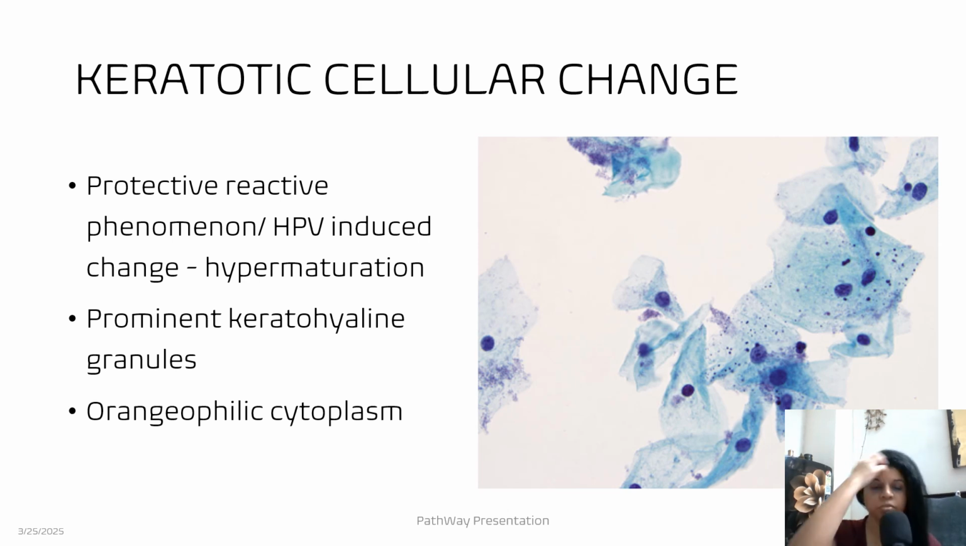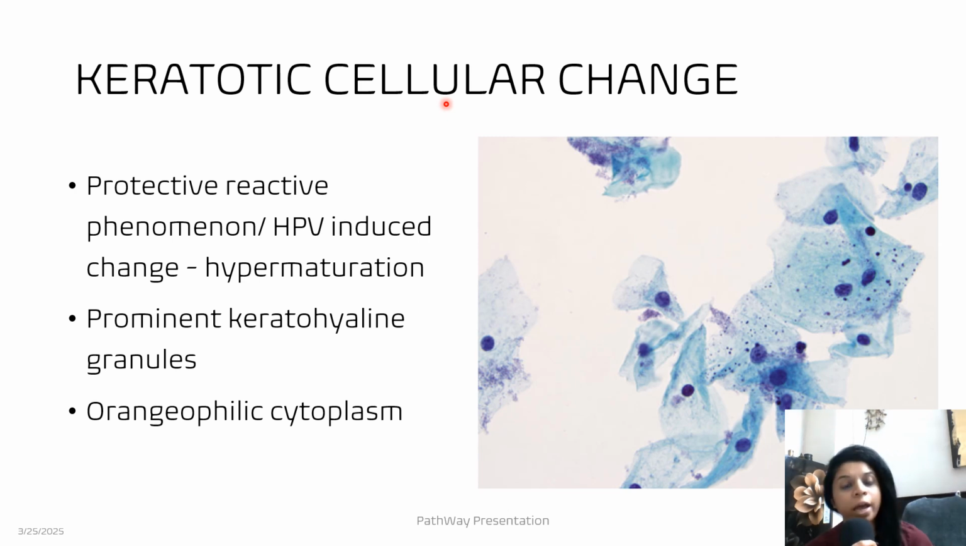So now coming to some changes. What is keratotic cellular change? If you are seeing skin slides, you know there is hyperkeratosis, parakeratosis, etc. It is the same thing that you are seeing in keratotic cellular change, that is hyperkeratosis, parakeratosis, etc. So it is a protective or reactive phenomenon, and sometimes it can be HPV induced as well.